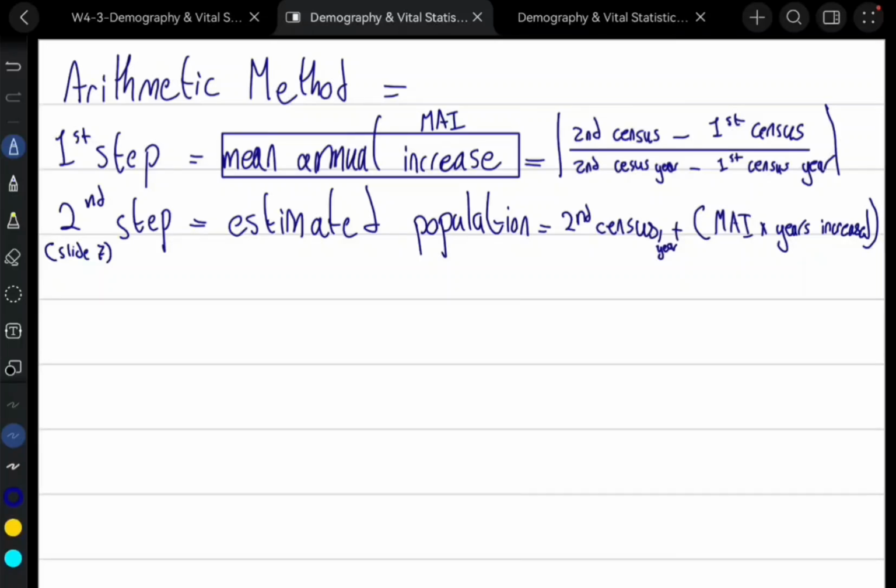Why do we do the MAI times the years increased? It's because if in 1 year we add 5,000, in 2 years that will be 10,000, in 3 years 15,000, in 4 years 20,000. We're estimating how many will be added per year, which is why we also calculate the mean annual increase. That was really a mouthful, and I'm really sorry. It's a little bit confusing.